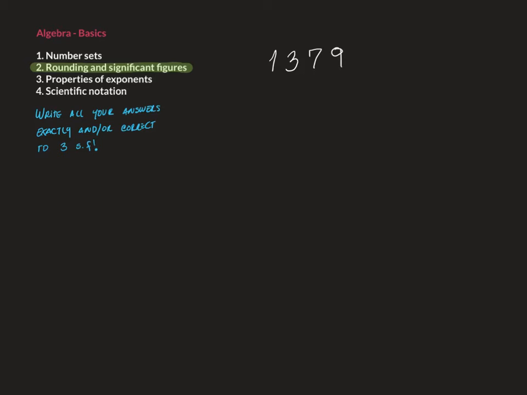If I want to round this number to 2 significant figures, what I'm saying is that I'm only interested in the value of the first 2, and I don't really need the others. I'm going to take this number and I'm going to round it to the second digit, in this case to the hundreds. So to 2 significant figures, this number would become 1400. And then I'm going to say it's rounded to 2 significant figures by stating that right next to the answer. So this would be the exact answer, and then this would be rounded to 2 significant figures.